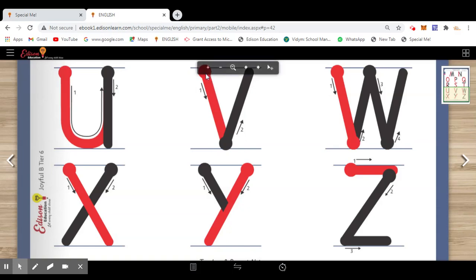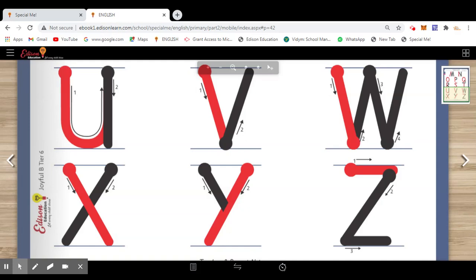So now to trace it, you have to make a slanting line, and then from here again you have to make a slanting line towards upside. So this is uppercase letter V, and V is a phonic sound of letter V. Now look at the next letter. Which letter is this? This is uppercase letter W, and W is a phonic sound of letter W. So let's listen to its phonic song.